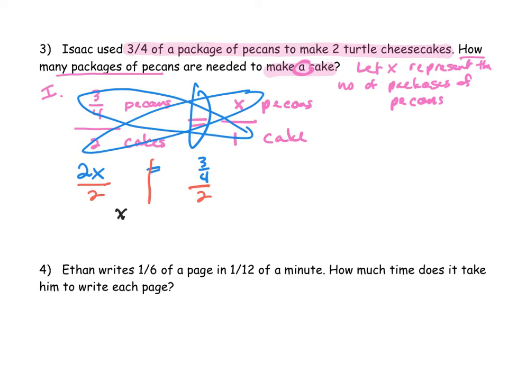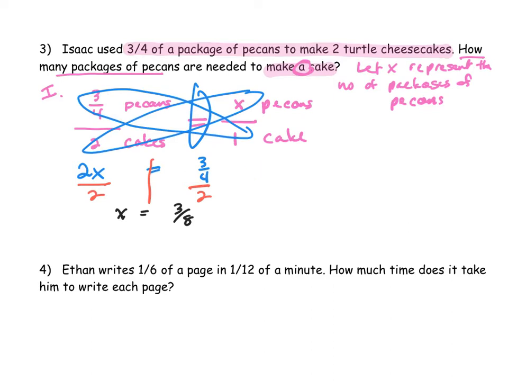The answer is x equals 3/8. And if we look back at what we found, 3/8, well, X represented the number of a package of pecans. So 3/8 of a package of pecans is what's needed to make one cake. And that makes reasonable sense because if I'm making 2 cakes, it takes 3/4 of a package, and 3/4 is larger than 3/8.